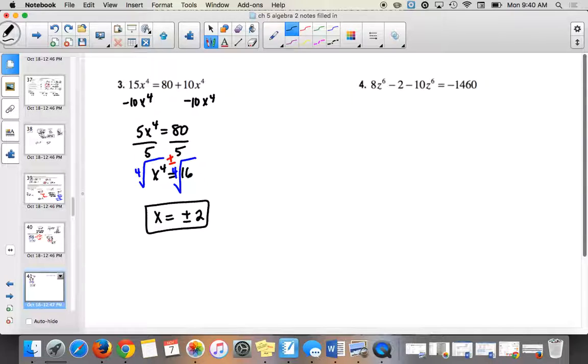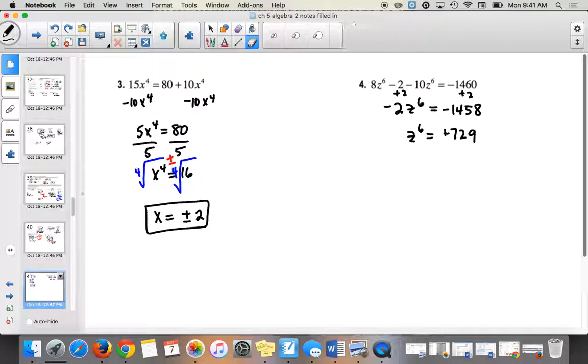Same thing over here, so I get -2z to the 6th when I combine. If I add the 2 to both sides, I get -1458. Divide by 2. Positive 729. Anybody know what times itself 6 times gives 729? Probably not. It is 3.